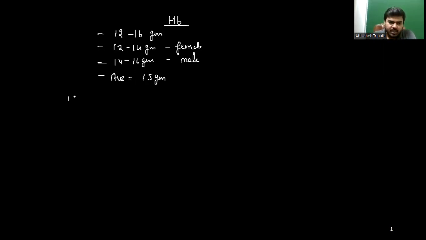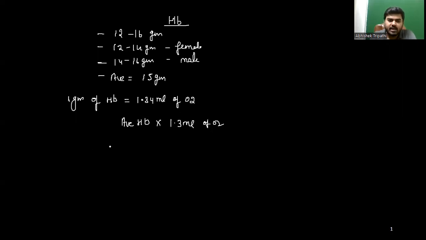Now, 1 gram of hemoglobin carries 1.34 ml of oxygen. So here we can apply a formula: average hemoglobin into 1.3 ml of oxygen. The average hemoglobin is 15 grams, into 1.3 ml of oxygen. So what value will we get? Approximately 20 ml of oxygen is found per 100 ml of blood.